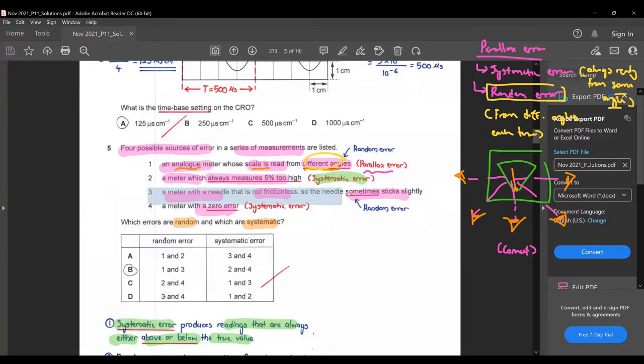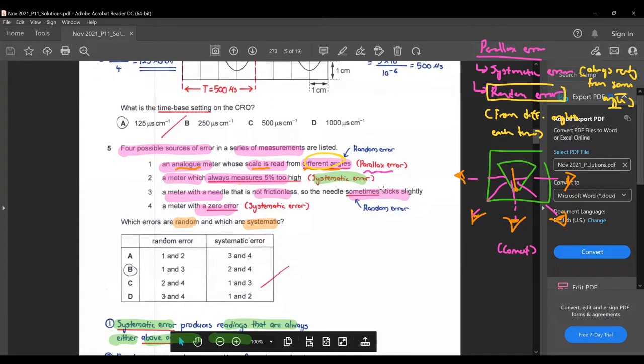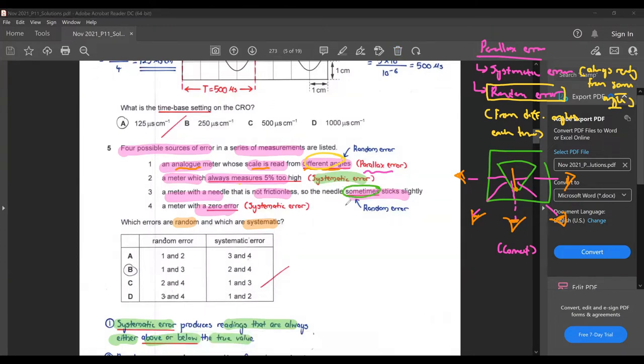And then number three, you have a meter with a needle that is not frictionless. Okay, meaning to say it's friction. And then as a result of that, the needle sometimes sticks slightly. So the word sometimes here could tell you that sometimes you get correct reading, sometimes with error. If it doesn't stick, then you get correct reading. But if it sticks, then you have error. Okay, so this is already considered to be random error in our case. Because sometimes you have it, sometimes you don't. Okay, so number one and number three are random error.